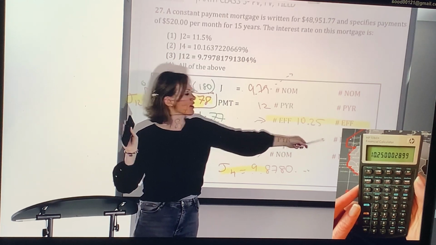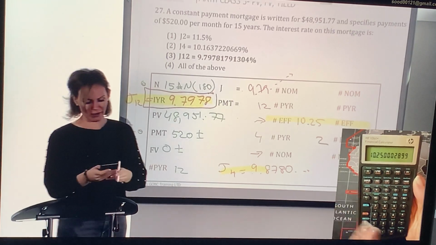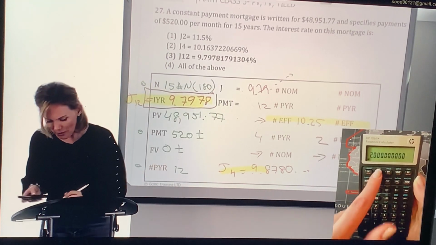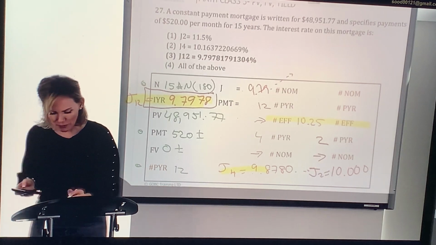And now what you can do, change your PYR to what they want. So now they wanted 2, so put that 2 as a new PYR, that's fine. So 2 shift PYR, and then press shift nom, and see how much that comes up to. It comes up to 10.000. So that is a J2 equals 10 point something, okay?